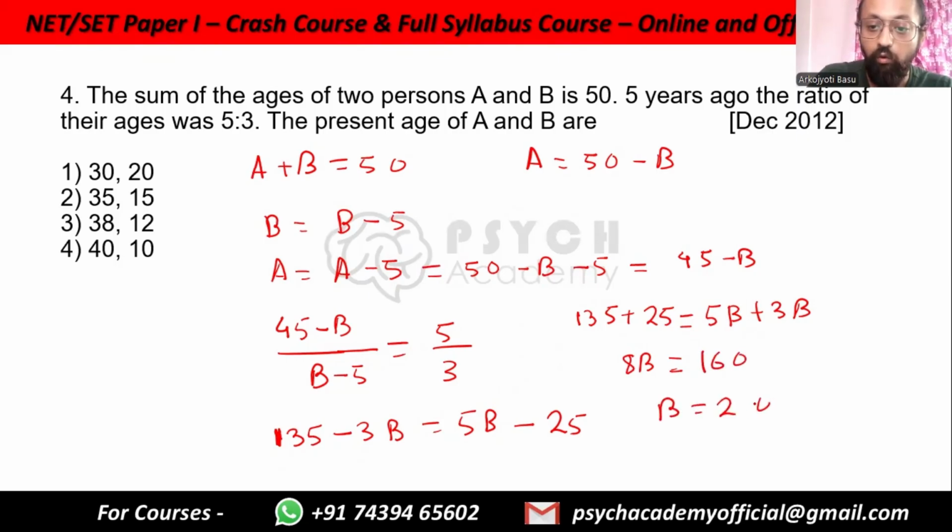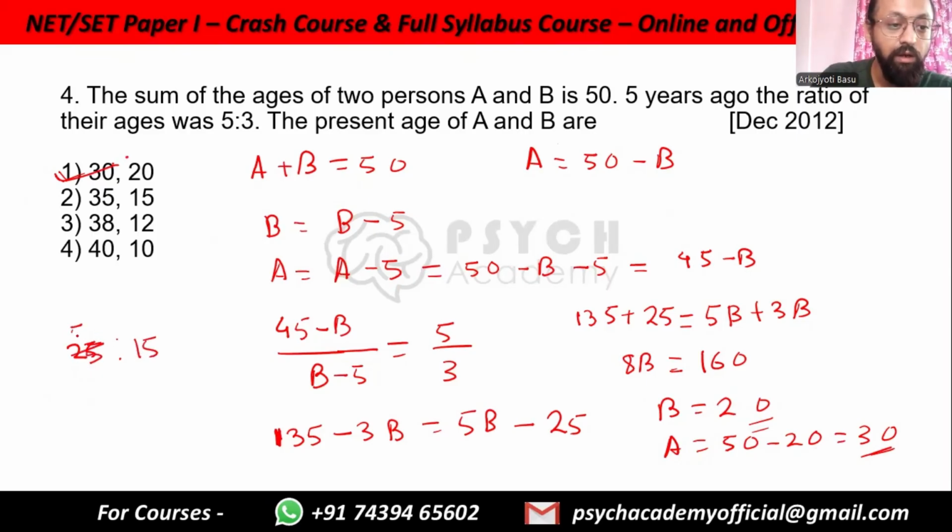So B is equal to 20, and if B is 20, then A is equal to 50 minus 20, which is 30. So their ages are 30 and 20. We can even check. 5 years ago A's age would be 30 minus 5, which is 25, and B's age would be 20 minus 5, which is 15. 25 is to 15, dividing both by 5, we get 5:3, which is the given ratio. Got the answer?